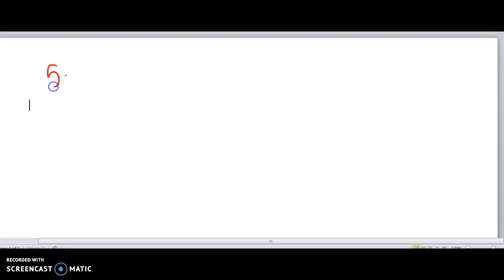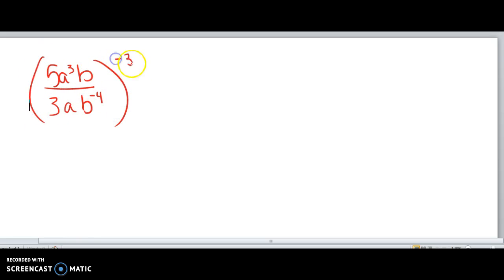So we have 5a cubed b over 3ab to the negative 4, all raised to the negative 3. So this gives us 5 to the negative 3, a to the negative 9, b to the negative 3. There's an implied 1 here, so 1 times negative 3 gives us negative 3. 3 times negative 3 gives us negative 9. Implied 1, 1 times negative 3 gives us negative 3.